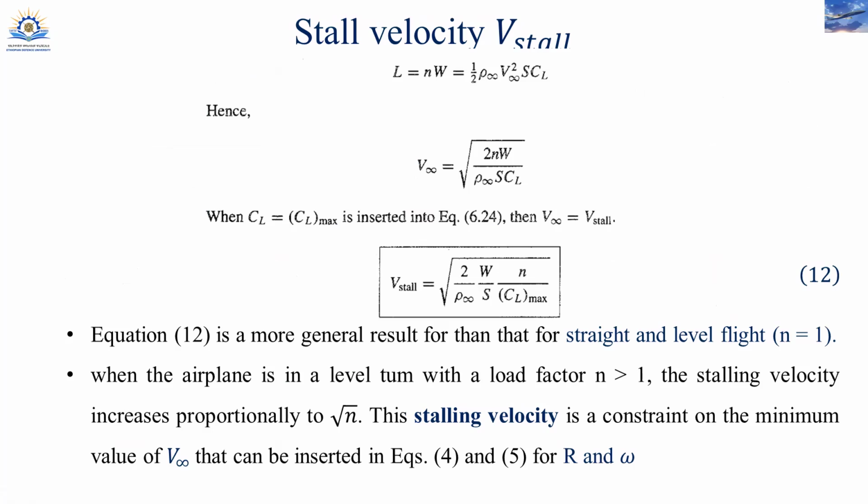So V stall is equal to square root of 2 times W times n divided by ρ S C_L max. So that is the stall velocity equation, because we are familiar with it. So now the stall velocity is equal to radical n times the V stall of the unaccelerated level flight. So now simply it is the radical of that.